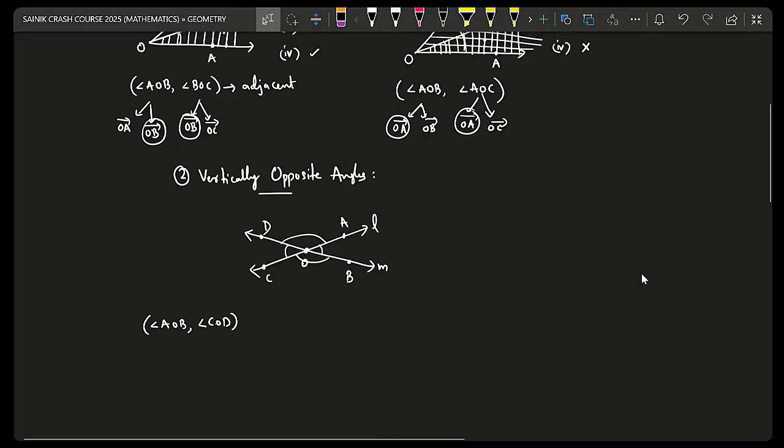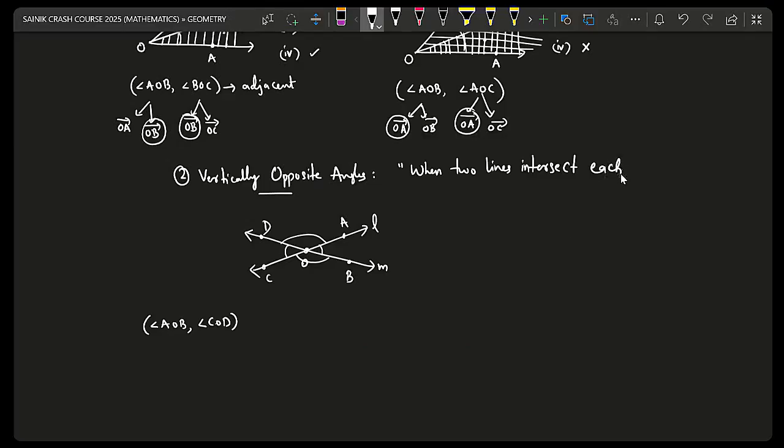So vertically opposite angles means what? Let me write the definition here. When two lines intersect each other, the angles formed with no common arm are called vertically opposite angles. Okay, so let us check angle AOB and angle COD. Are they vertically opposite angles or not?